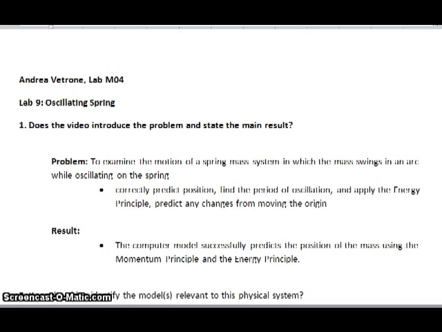The problem of this lab is to examine the motion of a spring mass system where a mass swings in an arc while oscillating on a spring. So this is different from earlier labs because it's not just going up and down, the mass is also going side to side as it goes up and down.